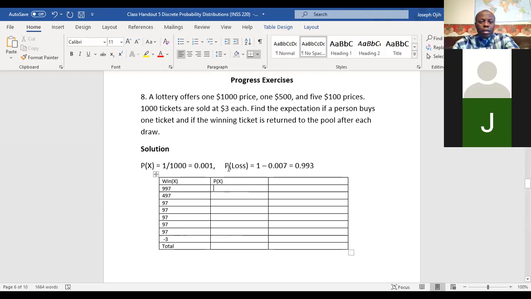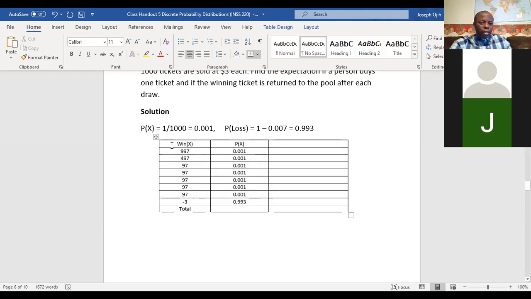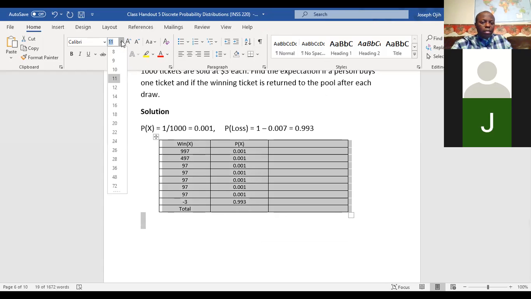Now P of X is the probability of winning, 0.001 for all of them for the same prize. 0.001, 0.001, and so on. Now, if we apply it for losing, we have 0.993. Now let us arrange our table properly so you can see it. Make it bigger. Okay, good. And then increase the number from 11 to make it 14.